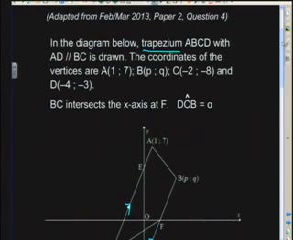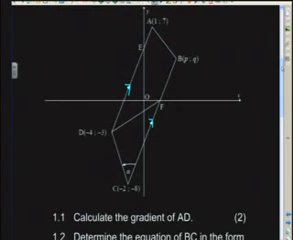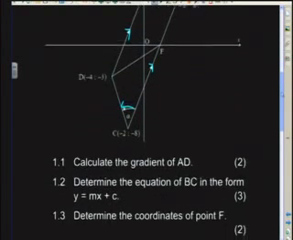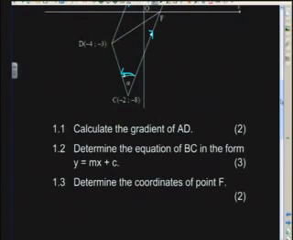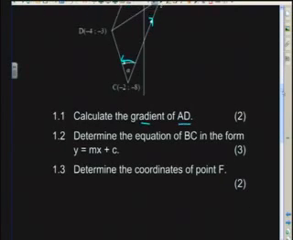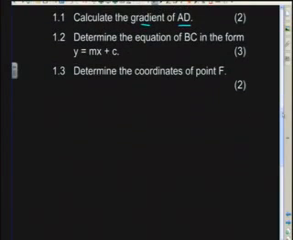Okay. They then give you the coordinates of all the points, and they tell you BC intersects the x-axis at F, and they tell you that angle DCB, which is marked on this diagram, that angle there, is alpha. Okay, let's get straight into it. First question, calculate the gradient of AD. Remember gradients? You should know that formula really, really well by now.